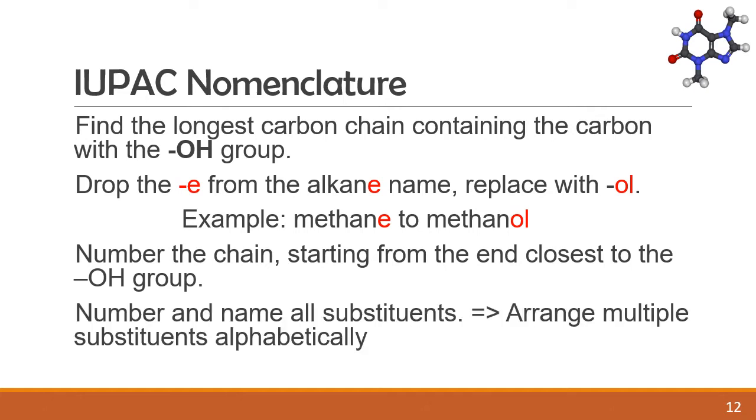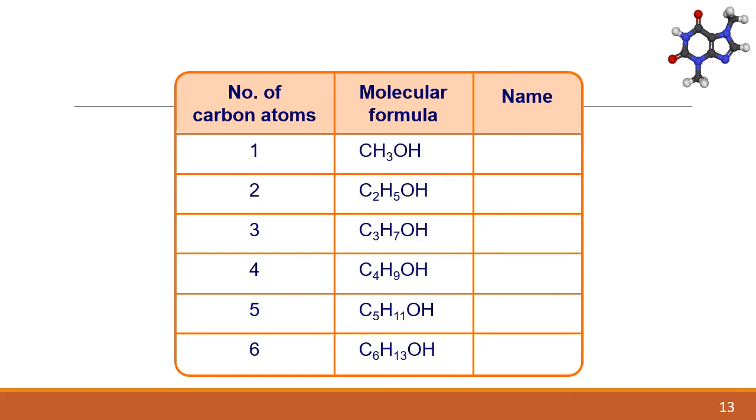Then, we number and name all the substituents. If there are more than one substituents, we arrange the substituents alphabetically. Here are the first 6 simple alcohols based on the number of carbons, their molecular formulae, and name. These simple alcohols have alkanes as the parent chain.